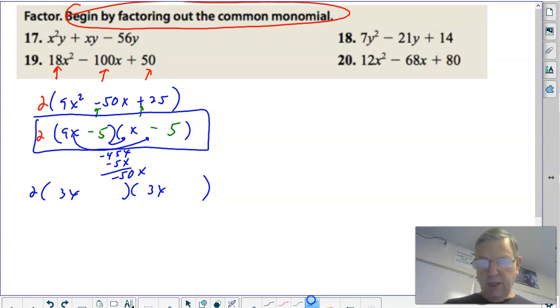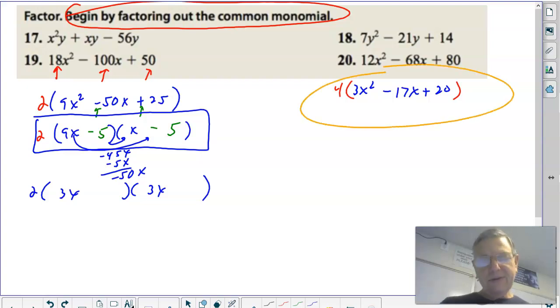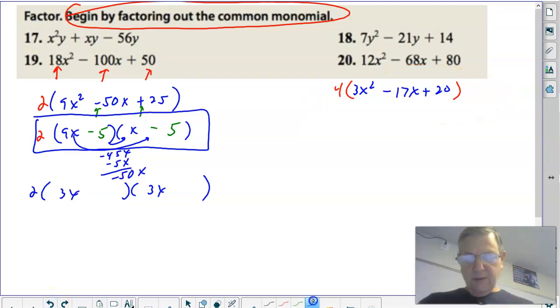All right, number 20. Common factor, 68. 2 times what? 34, which is 2 times 17. All right, get a 4 out. 4 out. 3x squared minus 17x plus 20. Now again, if you didn't show me this step, not so sure where you're getting your answer from. All right, keep the 4 going.